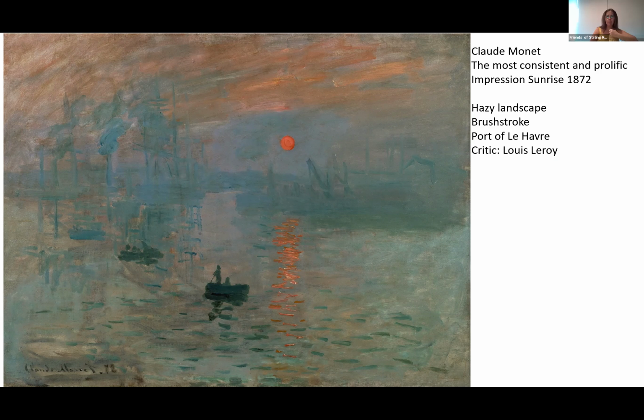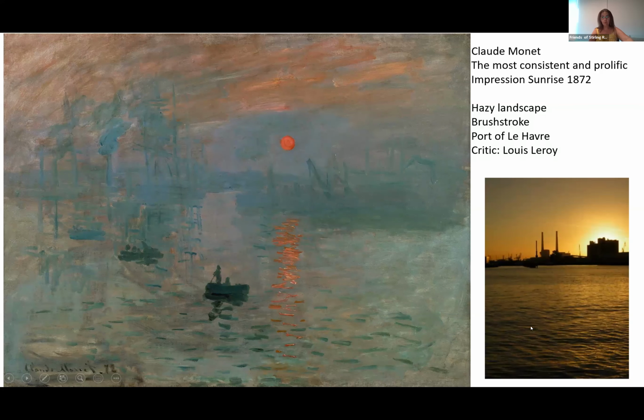The brushstroke is very loose, and this is the port of Le Havre, which we see right here today. Of course, still we have here an industrial city where they're building some of those ships, etc., but also the reflection of this very red sun.